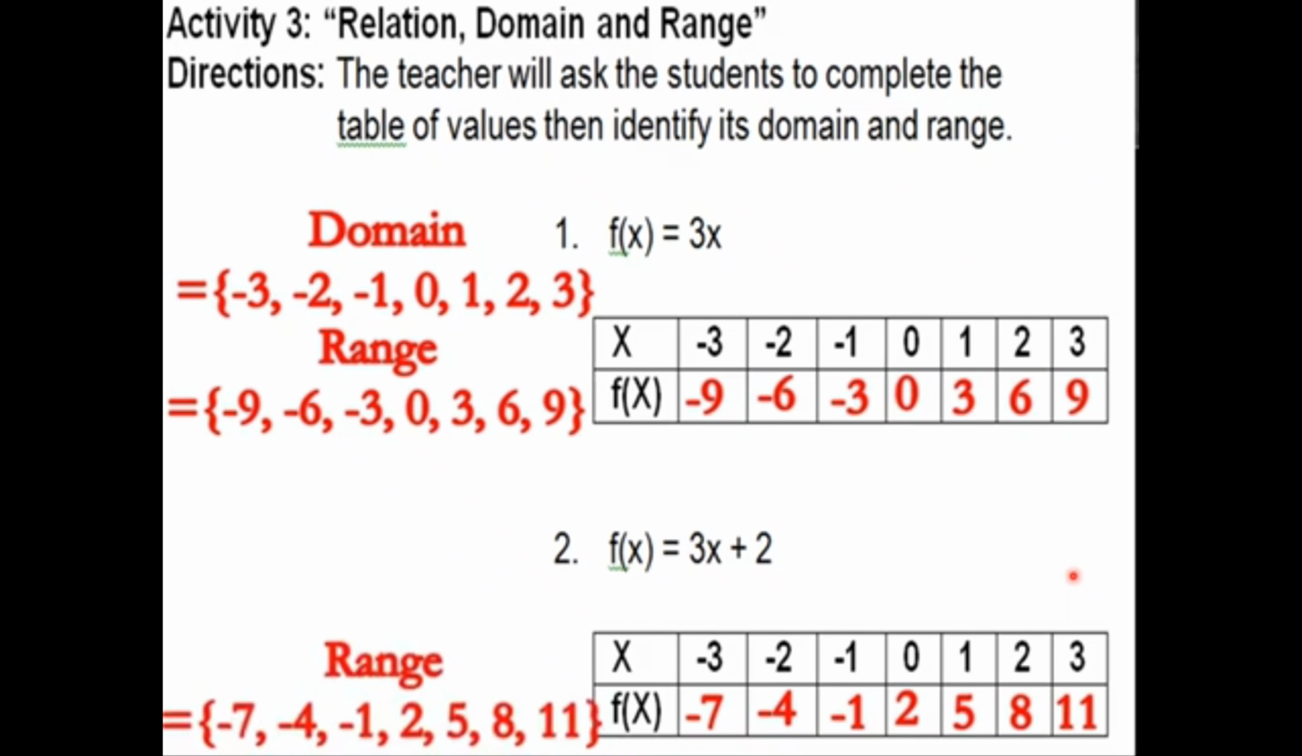Okay, so let's start with the range. We have negative 7, negative 4, negative 1, positive 2, 5, 8, and 11. For the domain, negative 3, negative 2, negative 1, 0, 1, 2, and 3.